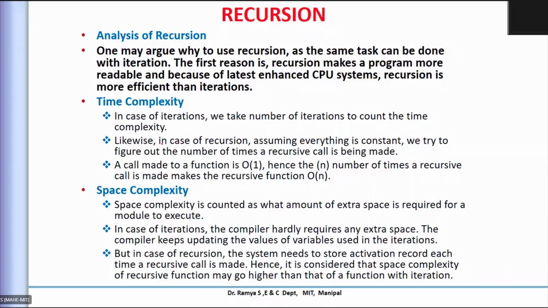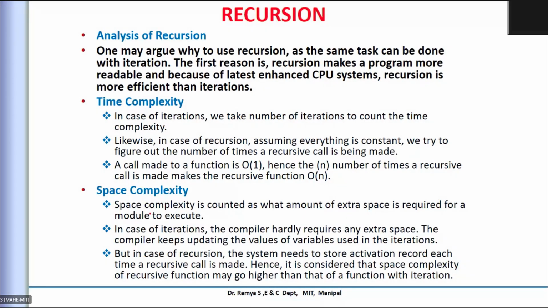In case of a recursion, assuming everything is a constant, we try to figure out the number of times a recursive call is being made. A call made to a function, say what is this? It is O of 1, which is a fetching, your time complexity representation. Hence the n number of times the recursive call is made. Though you are calling only once, you are calling in an iterative manner, so it is going to be O of n.